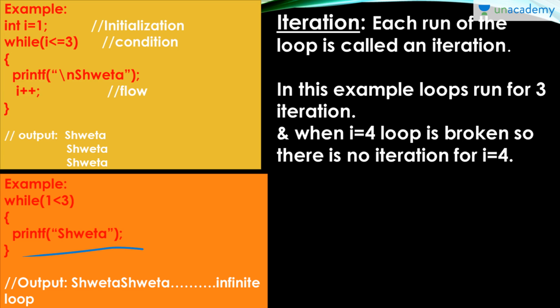And I want to discuss one technical term in this, iteration. What is iteration? Each run of the loop is called an iteration. When 1 less than equal to 3, it will execute one time, then again it will check the condition. 2 less than equal to 3, then again it will execute. So this is called the iteration. Here the loop is executed 3 times. So in this example, the loop runs for 3 iterations, and when I is equal to 4, the loop is broken, so there is no iteration for I is equal to 4.